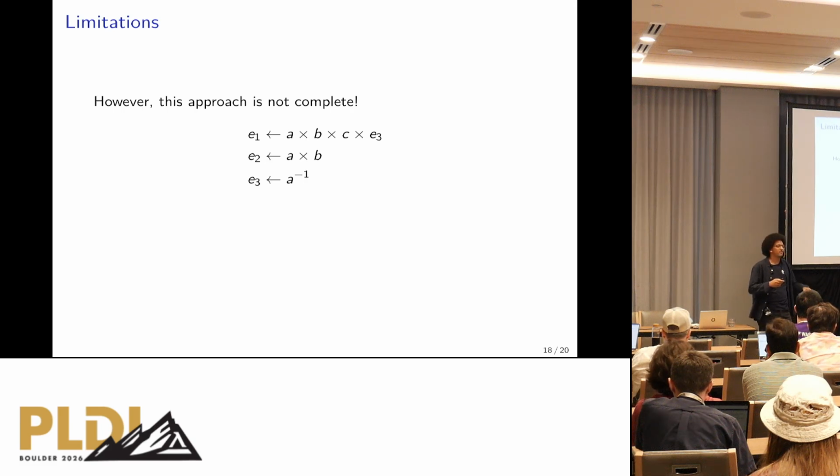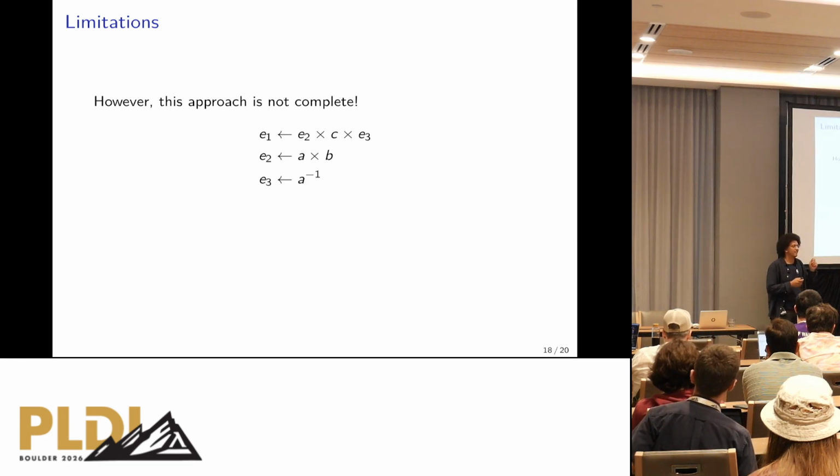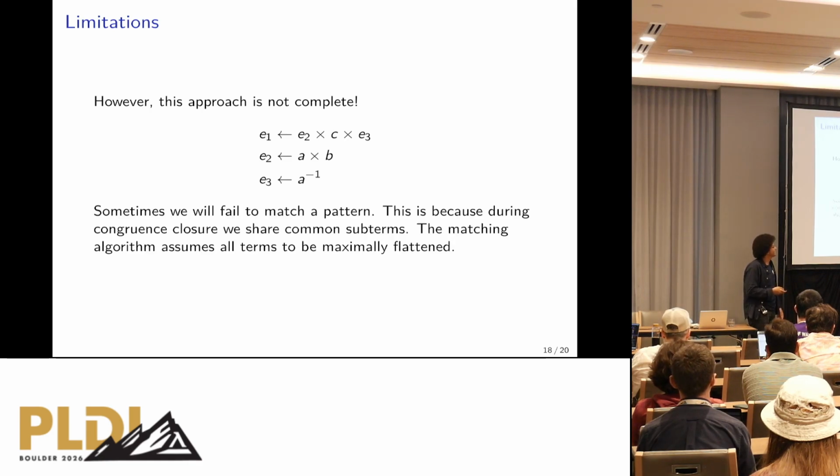However, if we were to first apply congruence closure, we would factor out the A times B, and now, because our algorithm scans over a single multiset, we are no longer able to see that A is in connection to the A inverse, because our algorithm doesn't iteratively unfold or something like that.